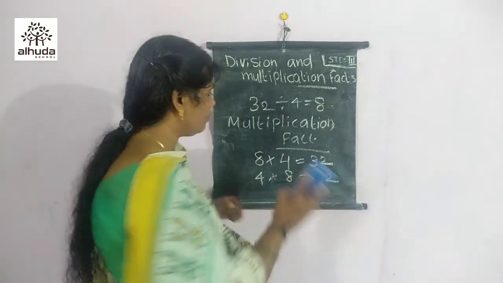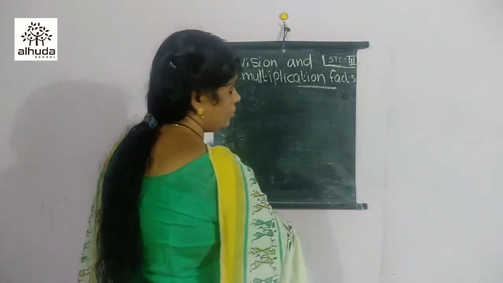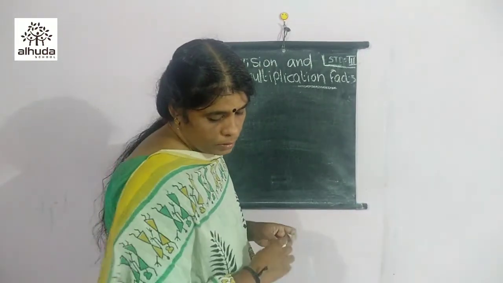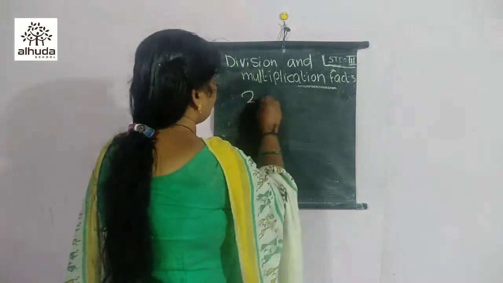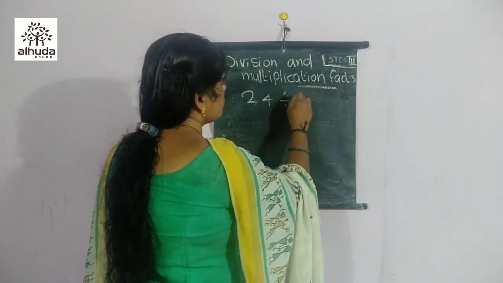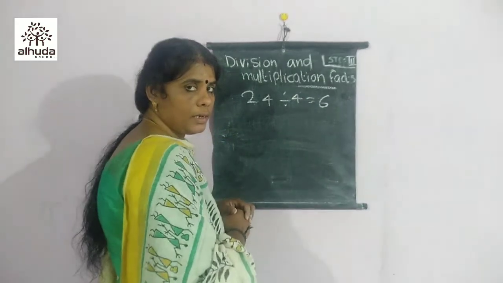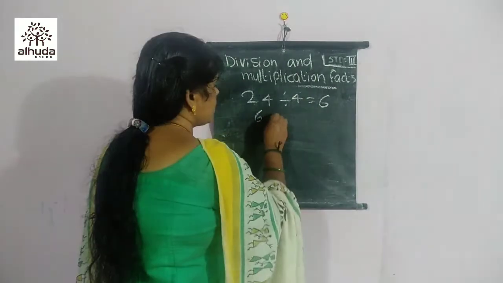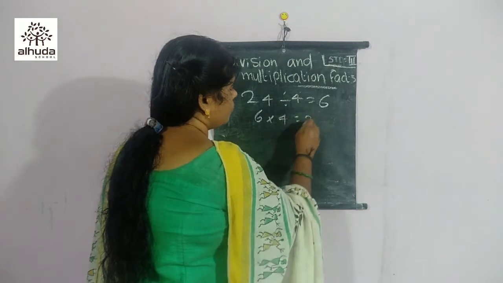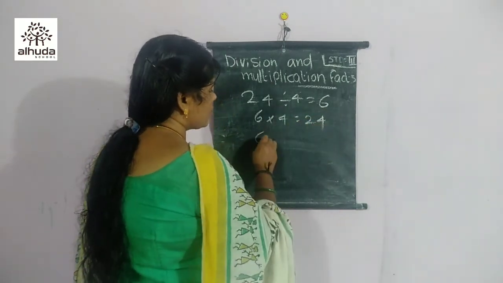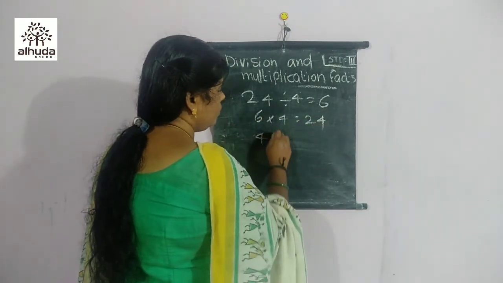Another question. 24 divided by 4 is equal to 6. So how do we write the multiplication facts? 6 into 4 is equal to 24, and 4 into 6 is equal to 24.